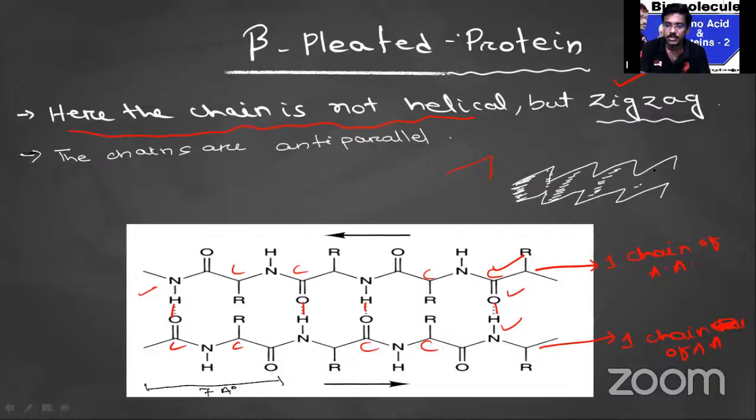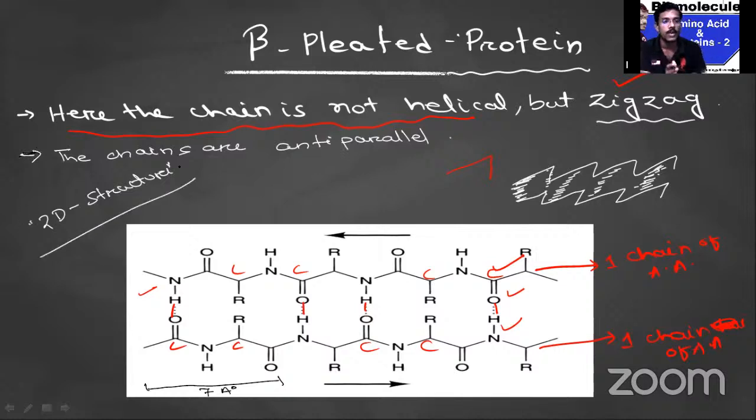Actually, this is a 2D structure. The beta pleated is not able to form a 3D structure; it forms a 2D structure. And why is this beta? Because it was discovered after the alpha helix structure of the protein. Here there will be two chains, and in between these chains of amino acids there will be formation of hydrogen bonds, so that it gives strength for their joining.